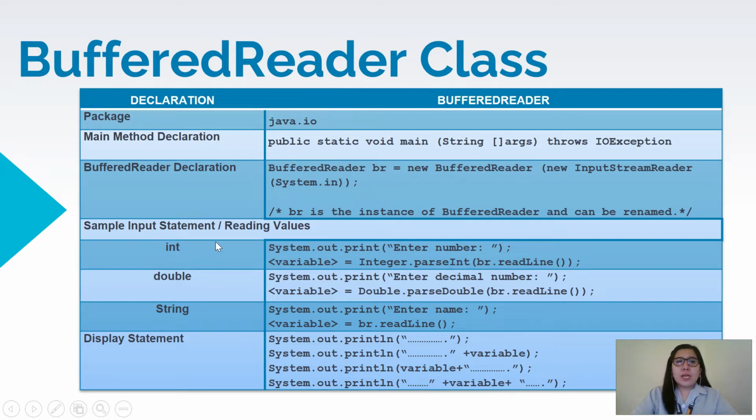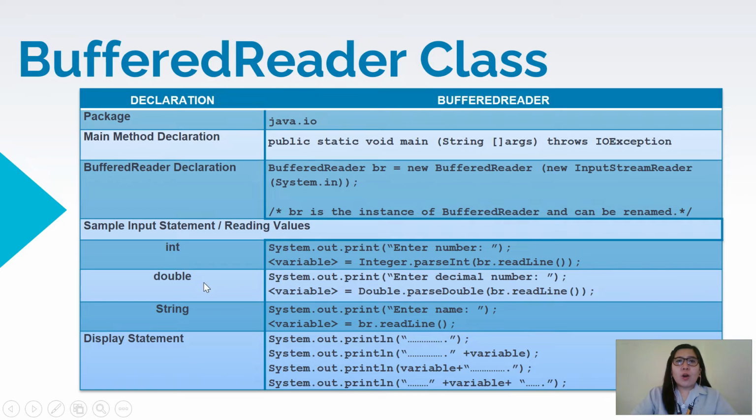For sample input statement or reading values, we have int. So we have the following label here, System.out.print("Enter number"). The presence of the variable, whatever variable has been declared, is equal to Integer.parseInt(br.readLine()); with open and close parentheses, and close parentheses, semicolon. This is the input statement for whole numbers.